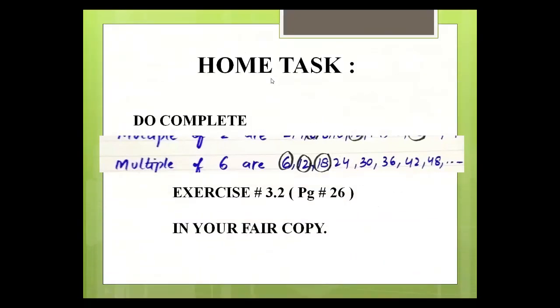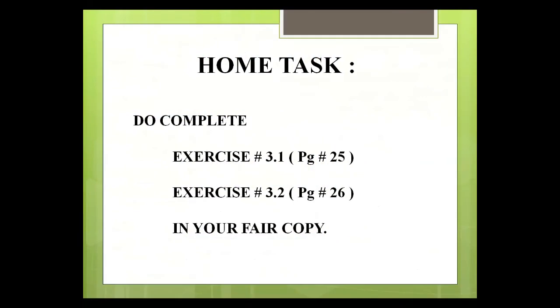Yes, students. Now here you see your home task. Today's teaching is almost completed. Note down your home task. You have to complete book exercise 3.1, which is given on page number 25, and you also have to complete exercise 3.2, which is given on page 26. Exercises 3.1 and 3.2 are both your home task. Hope you all understand.